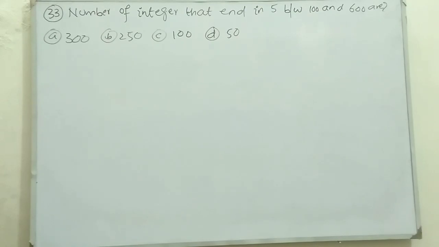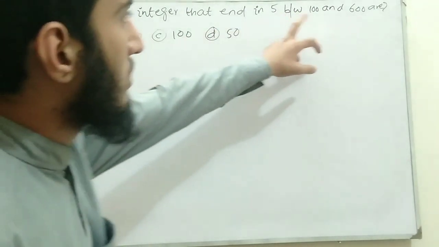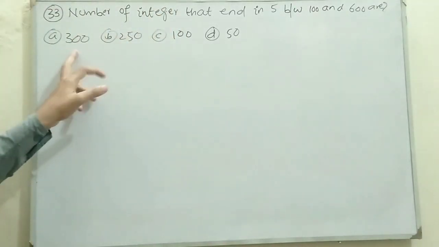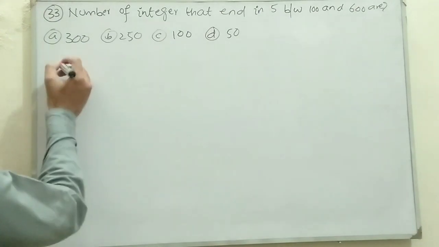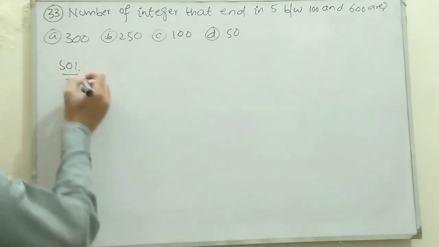Now move toward MCQ number 33. It tells that the number of integers that end in 5 between 100 and 600 are: 300, 200, 550, 150. Move towards the solution of this MCQ number 33.